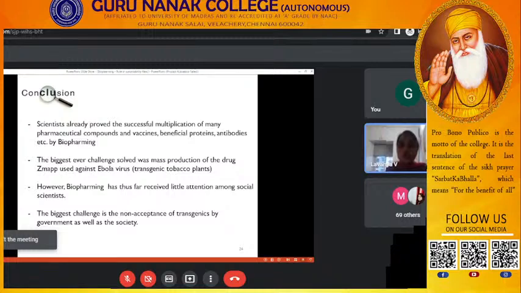So yes, scientists have already proved the successful multiplication of many pharmaceutical compounds and vaccines, other antibodies, beneficial proteins, etc. by biofarming. The biggest challenge solved was the mass production of the drug ZMapp, which was used against the Ebola virus, using transgenic tobacco plants. However, biofarming has not yet been received properly. It has so far received little attention among social scientists. And the biggest challenge is the non-acceptance of biofarming and transgenics by the government as well as the society.